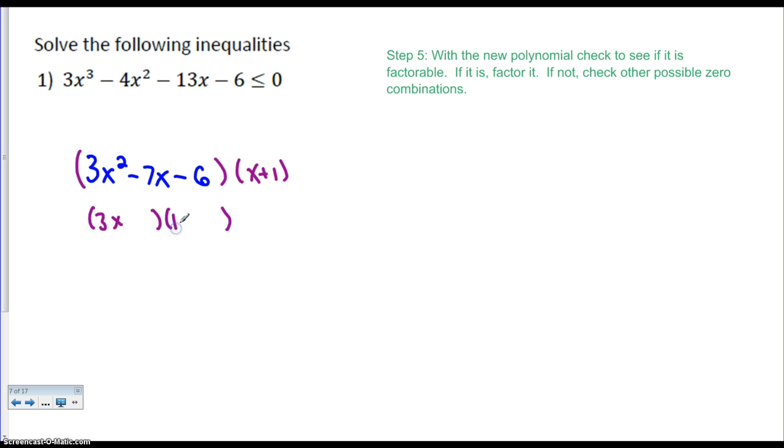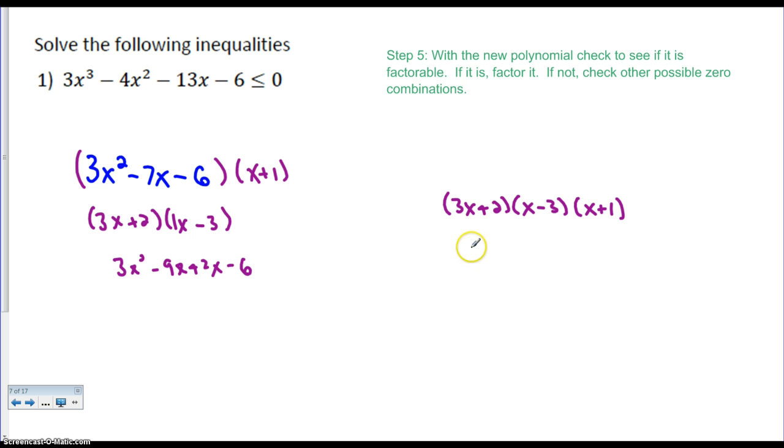And I know it's going to have to be a 1x. So if I make this a -3 and a +2, what do I get? I get 3x squared minus 9x plus 2x minus 6. So that does check out. So my fully factored form is 3x plus 2, x minus 3, x plus 1.